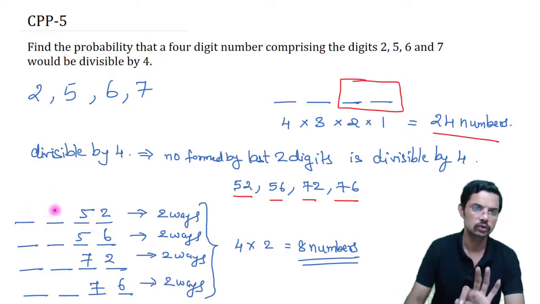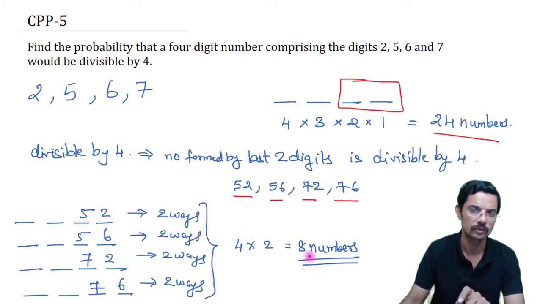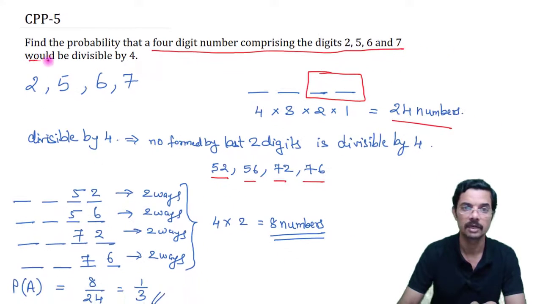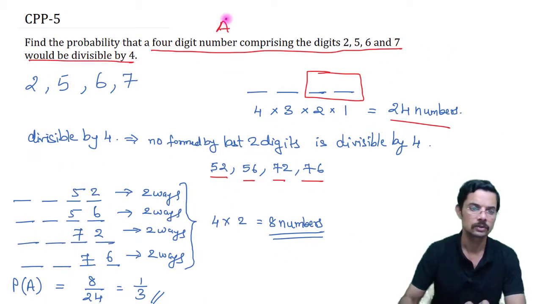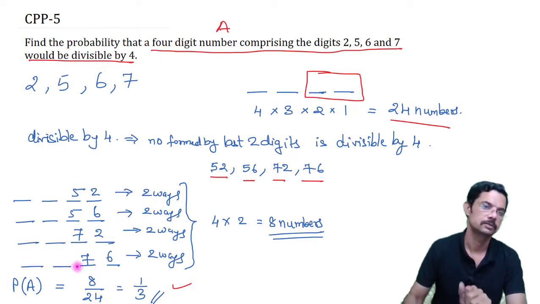Now the first 2 places can be filled. These 2 places can be filled by 2 numbers in 2 ways. Same way these 2 places can be filled in 2 ways. Same way here, same way here. So there are 4 different possibilities. So therefore 4 into 2 will give you 8 numbers which are possible. So finally the probability of the event A, what is A? A is the event that a 4-digit number comprising of 2, 5, 6 and 7 will be divisible by 4. Then probability of A will be equal to 8 divided by 24, which is equal to 1 by 3. So hope you are clear.